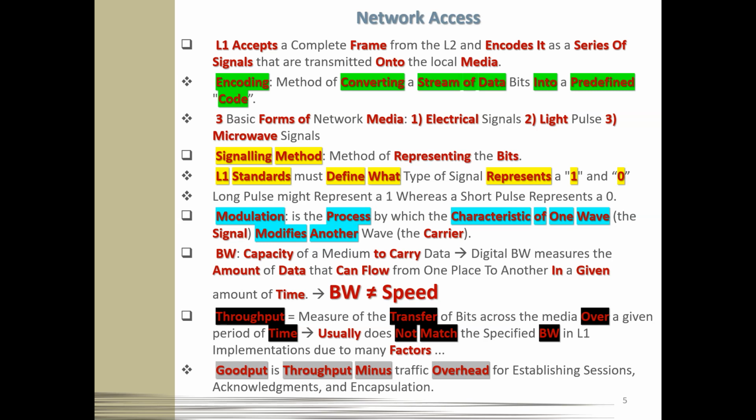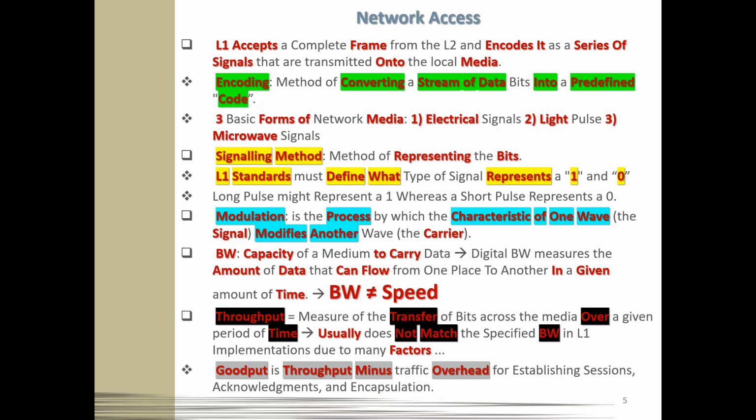While these examples talk about encoding from higher OSI layers viewpoints, let's say from the application layer, when we're talking about URL encoding, here with network access layer 1, we are talking about converting or transforming again a stream of data bits into a predefined code. So similar concept, but at a different layer.